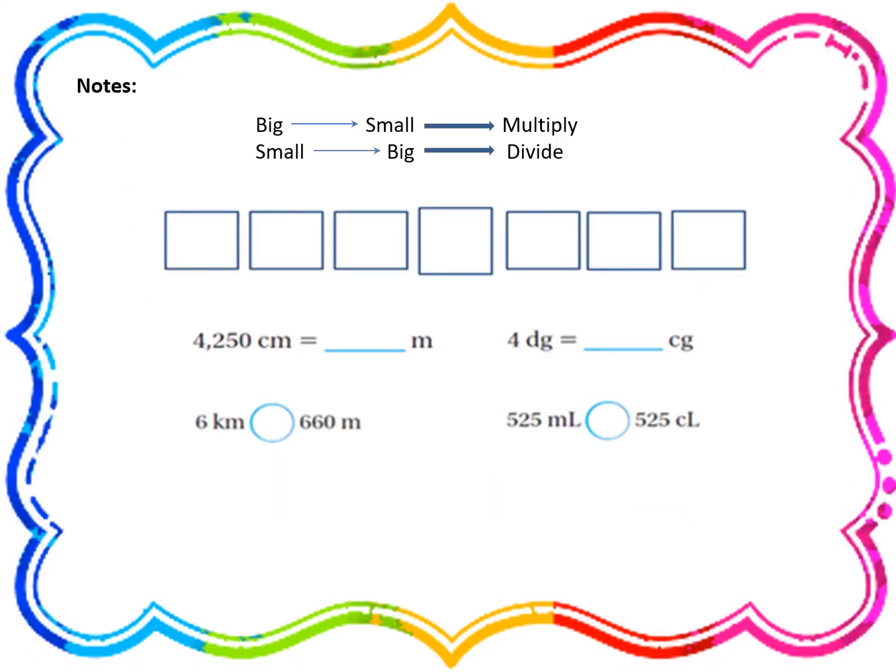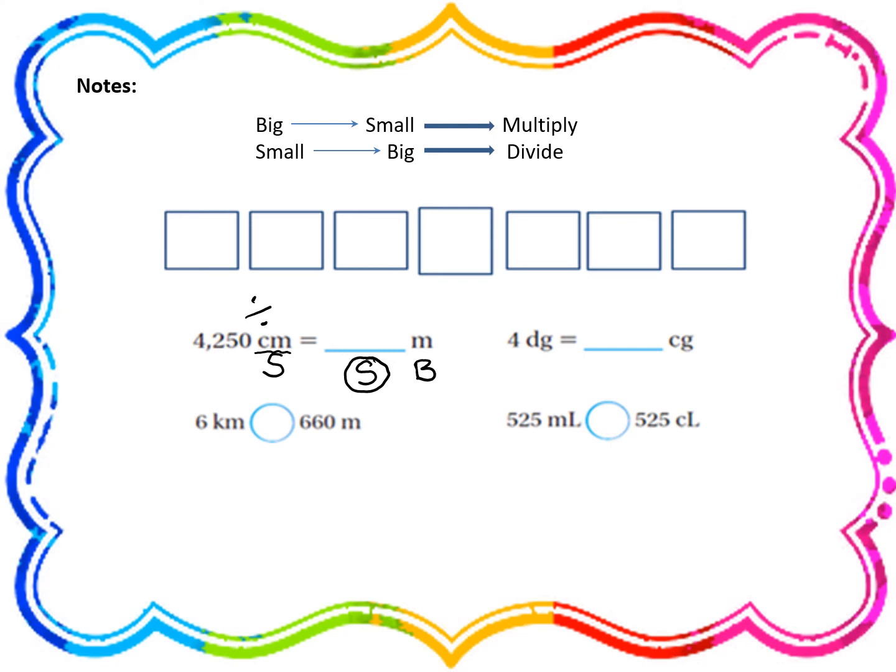All right, let's try this. We'll try this using the big small method like we've done all week. So I have 4,250 centimeters is equal to how many meters? Well, centimeters are small, meters are big. So I'm looking for a small number. How do I find a small number? We divide. So I got to ask myself, how many centimeters are in 1 meter?